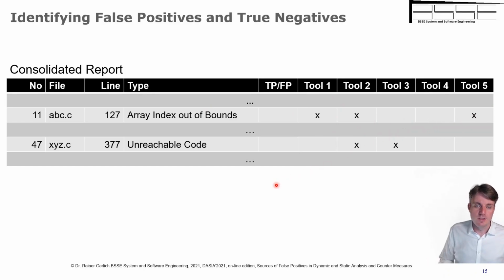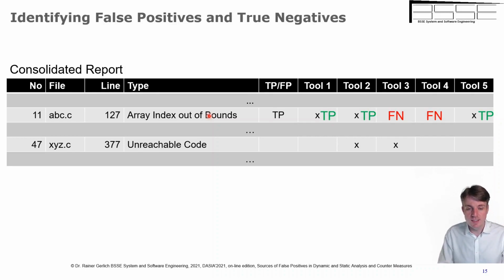Now we would select some of these reports. As I said, there will be many of them, so we can't sample them all, but we would sample some of these reports and look into them more in detail to find out whether they are actually true positives or false positives. Let's say we come to the conclusion that this array index out of bounds defect is actually a true positive. So we could count it as a true positive for the tools that have reported it, but as a false negative for those that didn't.